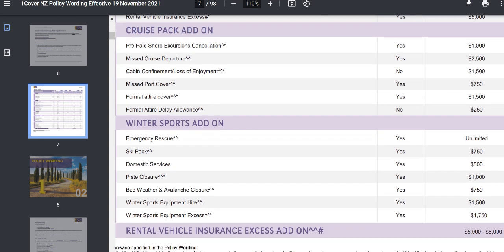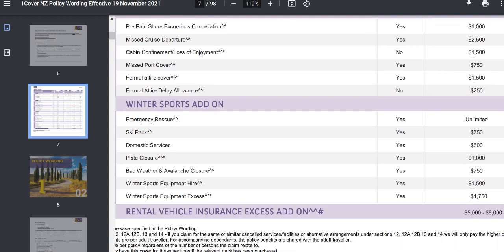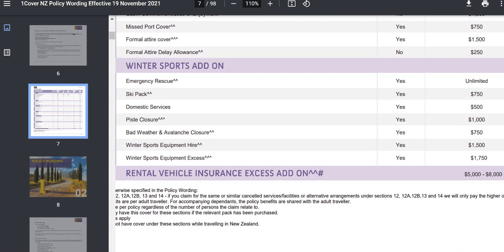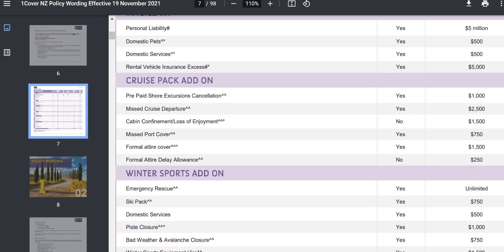and then some other things like formal wear. So if your nice clothes get delayed or they don't make it onto the boat, then it sounds like you'll get some compensation there without any excess to pay. Whereas with the ski pack, it looks like you would have to pay excess for every type of claim there.